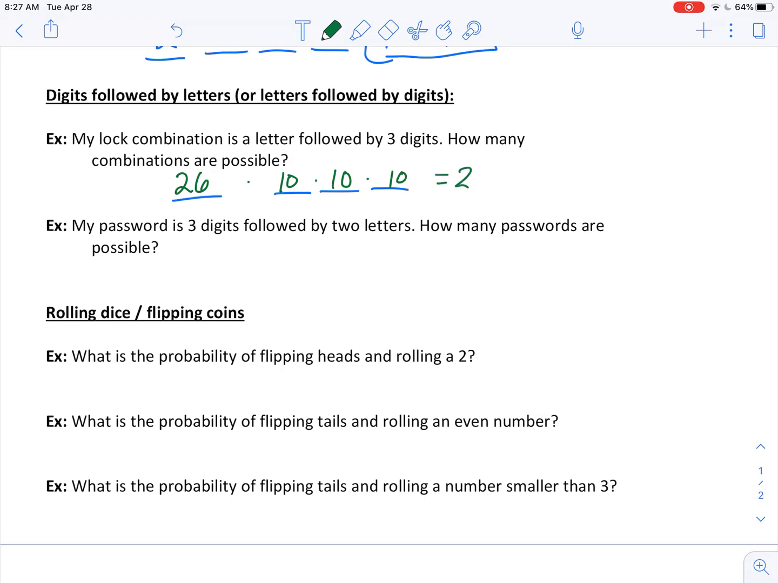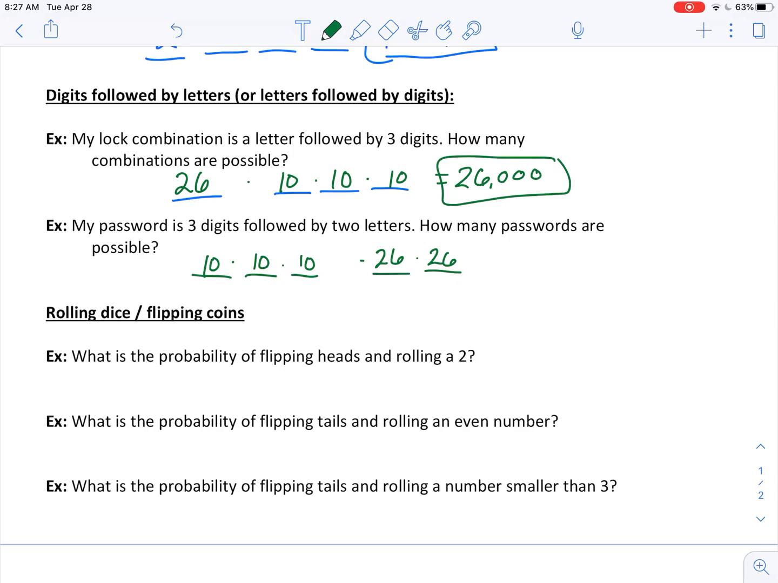So I've got 10 options for that first digit. I have 10 options for the second digit, and I have 10 options for the third digit, because they could all be the same. I'm not restricted in any way. So the number of possible combinations would be 26 times 10 times 10 times 10, or 26,000 combinations.